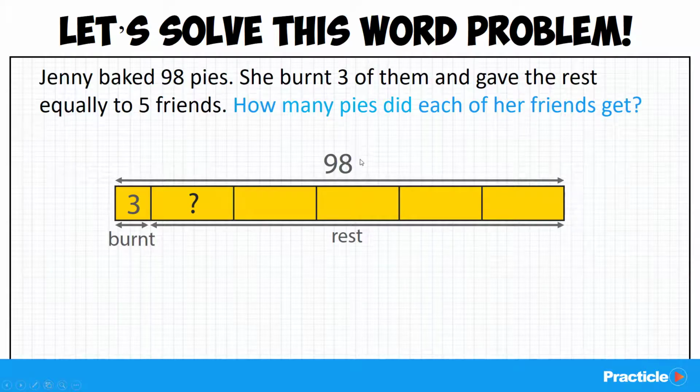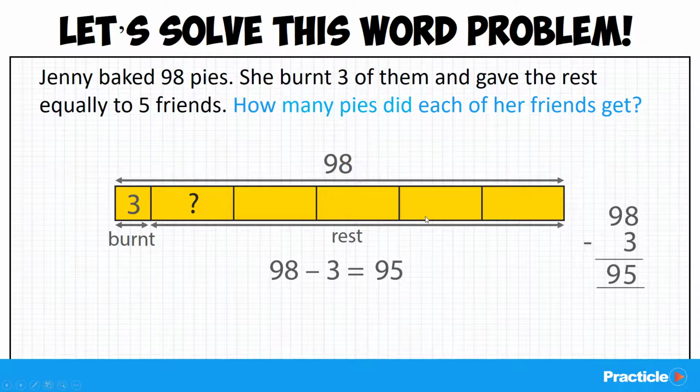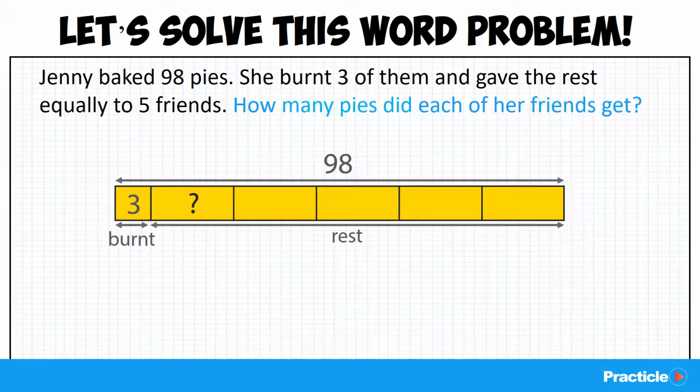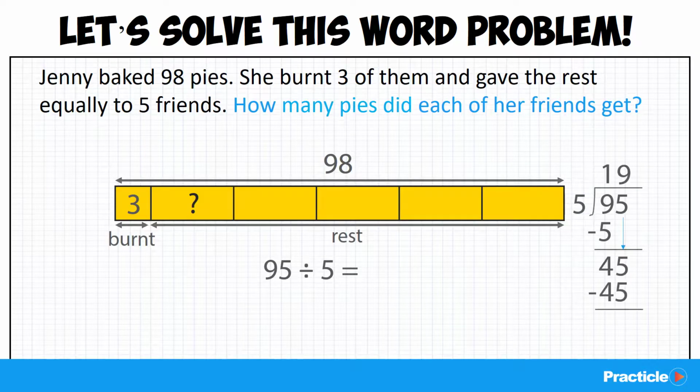First of all, since we know that the whole is 98 and this part here is 3, we can subtract 3 from 98 to find the value of this other part over here. Agree? What do you get when you take 98 minus 3? I hope you got 95, and this is how many pies the rest stands for. Next, to find how many pies each of Jenny's friends got, what can we do? Did you say divide 95 by 5? If you did, that's a very good answer. And when we work this out, we should be able to get an answer of 19 pies.